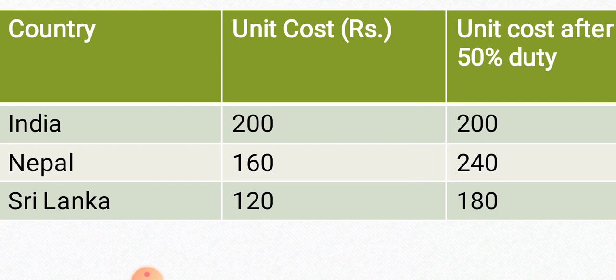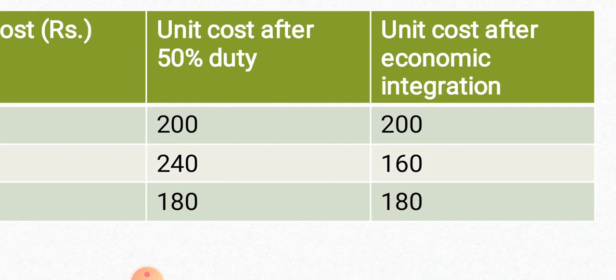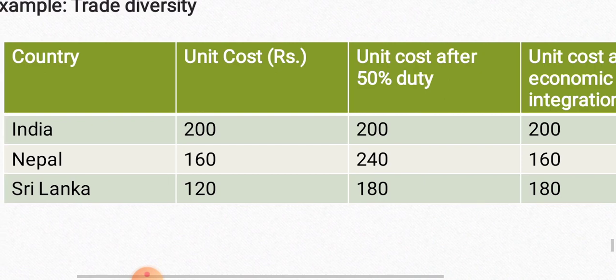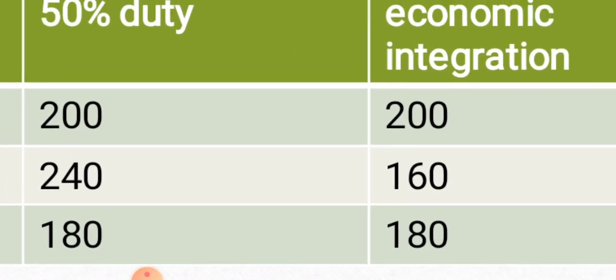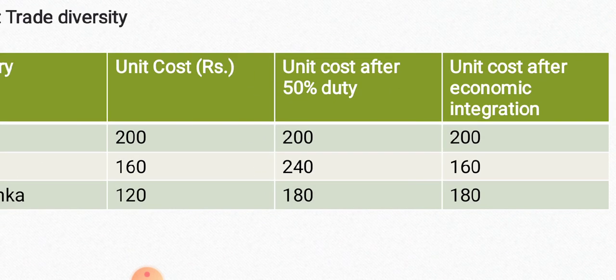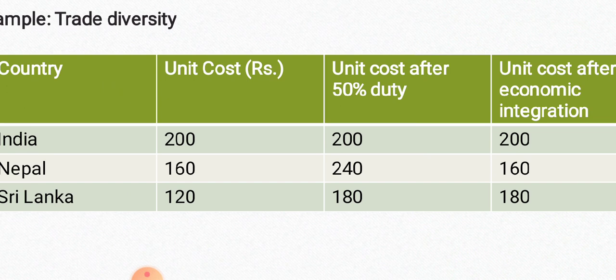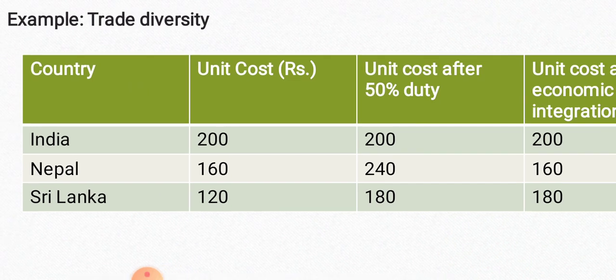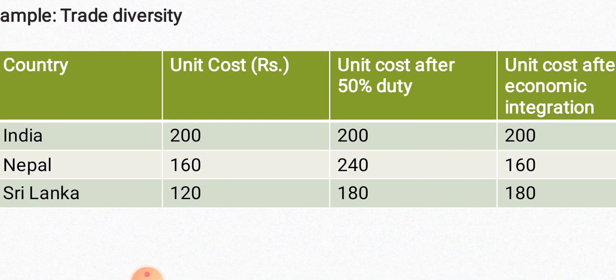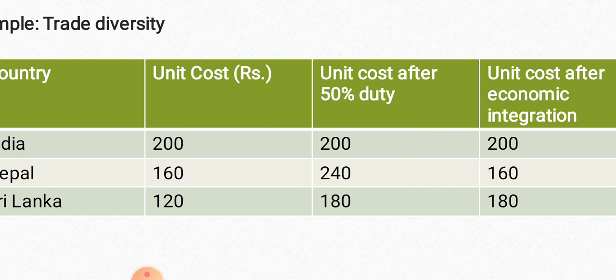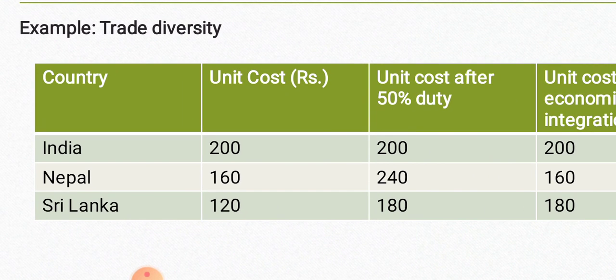But what happens after the formation of custom unions? Tariffs are removed on imports from member country, which is Nepal, but continue to be levied on non-member country, that is Sri Lanka. So this is the situation. What happens after integration is that if you compare these three figures, Nepal becomes the most efficient option because it supplies the shirt at a cost of rupees 160. See, the cost here is 160, but if there is 50% import duty, it is 240, but after economic integration it remains 160 only. And Sri Lanka, which earlier was beneficial, is now not as beneficial as Nepal. So the trade is getting diverted from non-member country, which is Sri Lanka, to member country, which is Nepal.